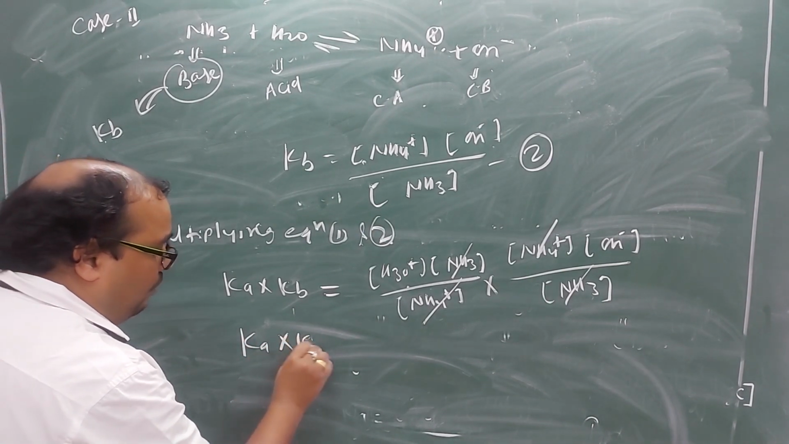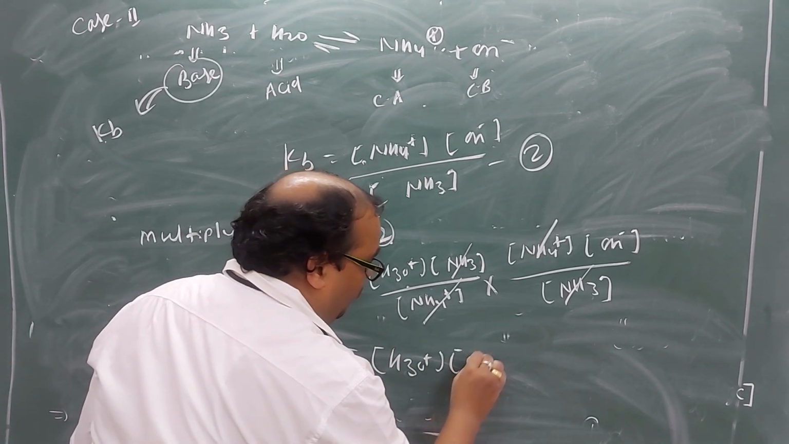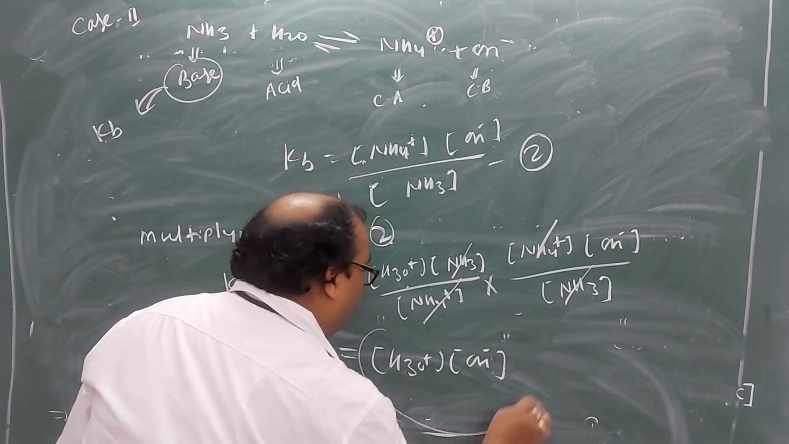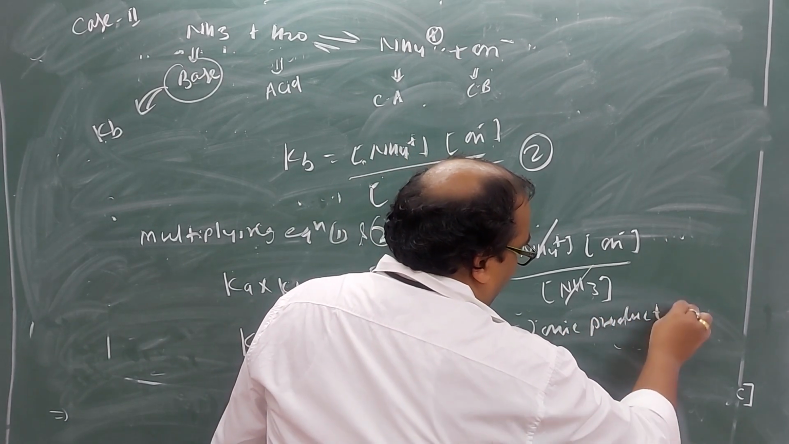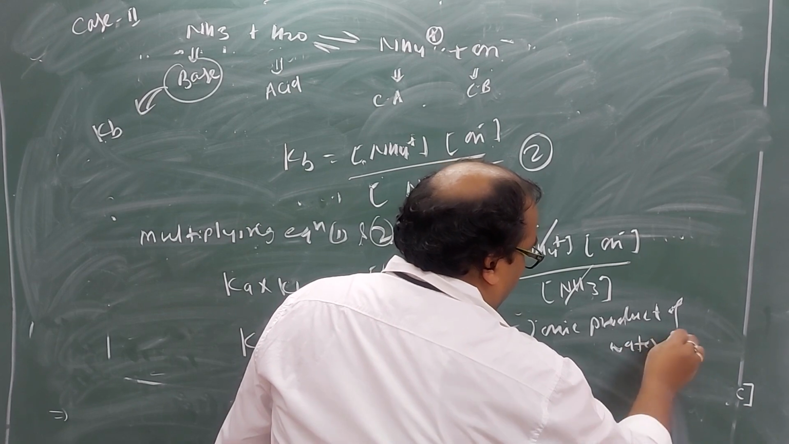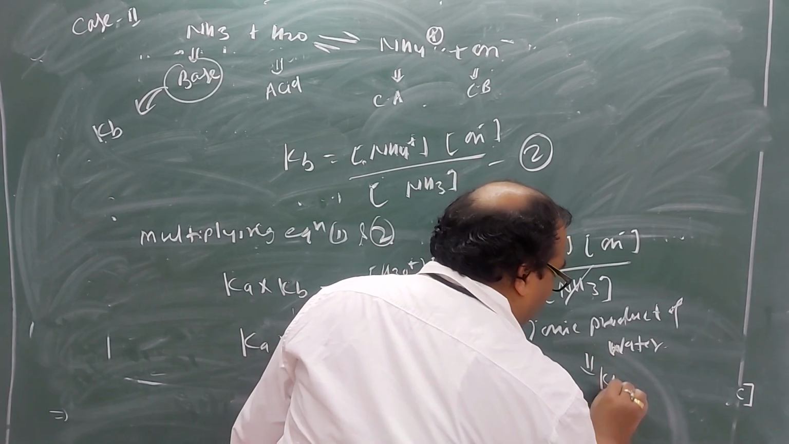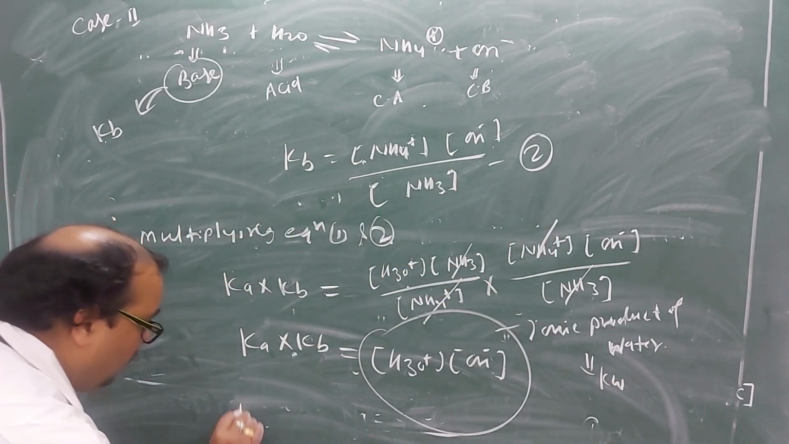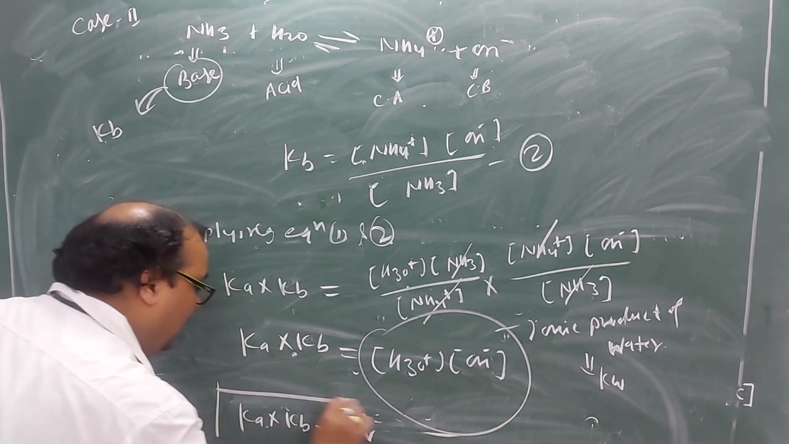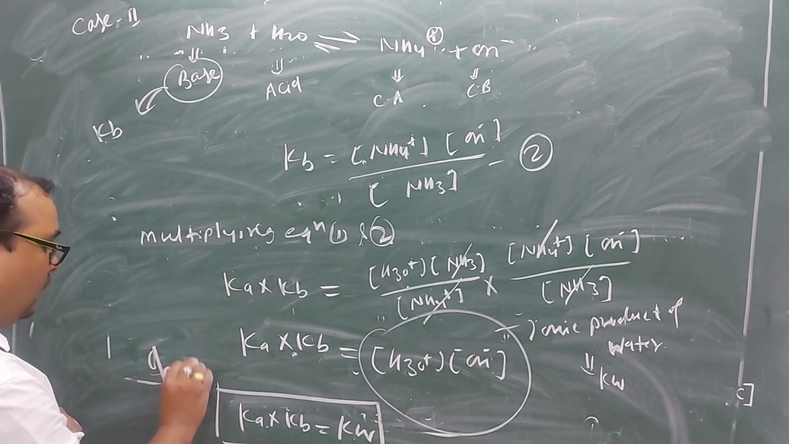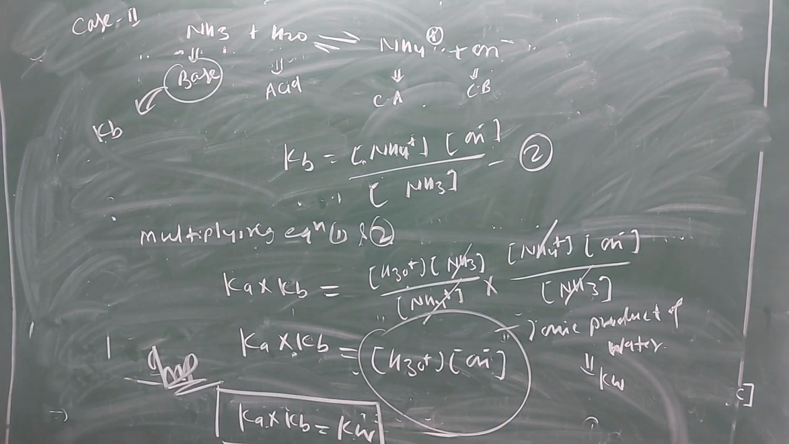Ka into Kb is equal to hydronium ion concentration into hydroxide ion concentration, which is called the ionic product of water. Isn't it? Yes, children, this is called the ionic product of water. That is Kw. So Ka into Kb is equal to Kw. We got the relation here.